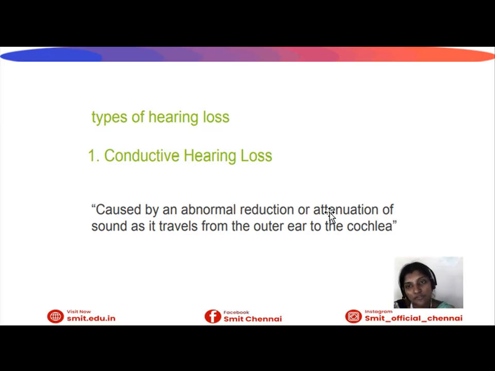Types of hearing loss. First one is conductive hearing loss. This is based on the outer ear, hearing loss caused by the abnormal reduction or attenuation of sound as it travels from the outer ear to the cochlea. It is completely related to the outer ear.